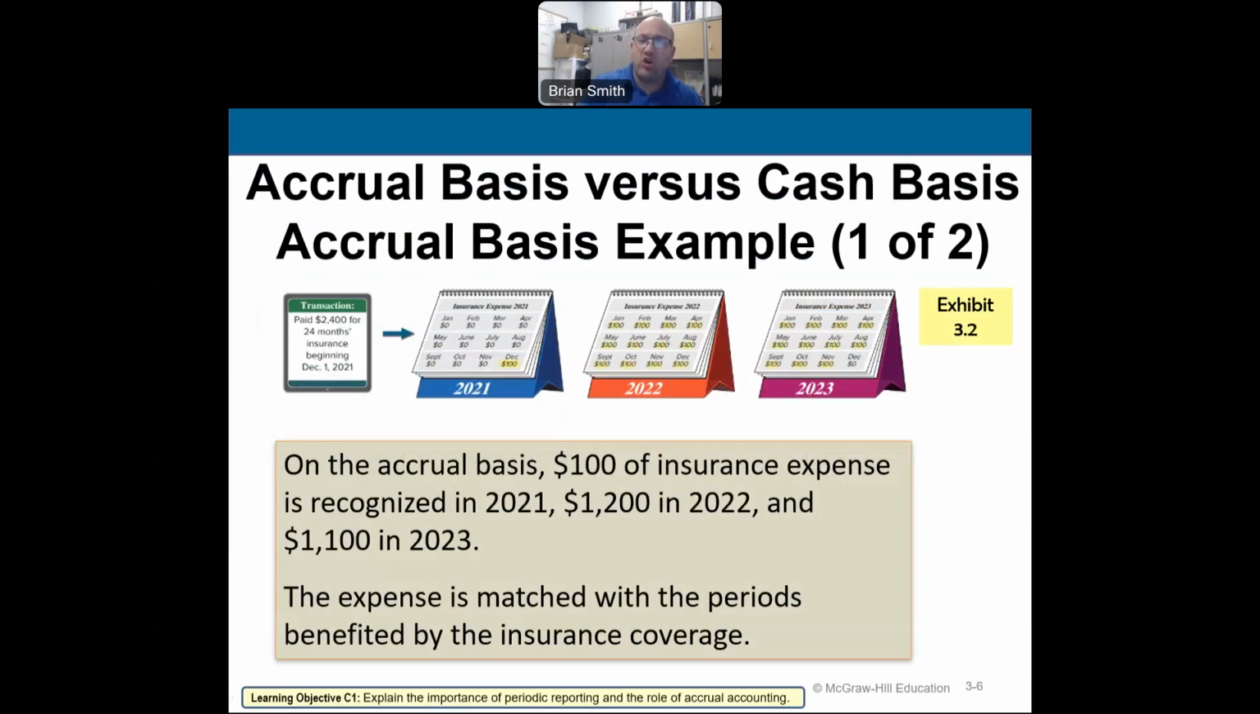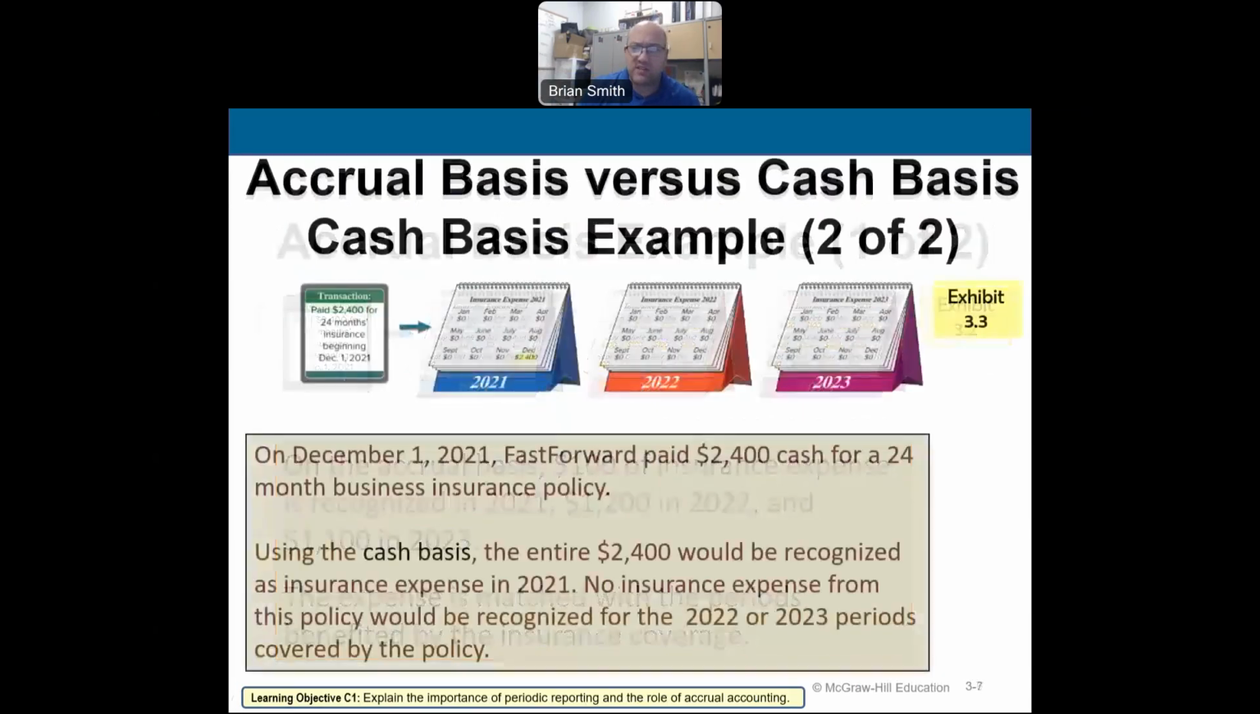But you can see we're using this insurance throughout almost 2 more years. It doesn't make sense to expense it all today when we haven't used it all until 2023, according to this example. So that's the difference between the cash basis and the accrual basis. Looking at it in more depth, on the cash basis you can see it's all expensed in December of 2021, and nothing is expensed in the later years. But this violates our matching principle. We have to expense it in the years we use it, not when we pay for it.